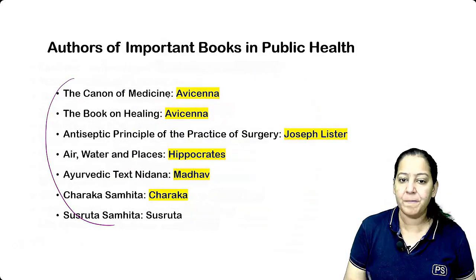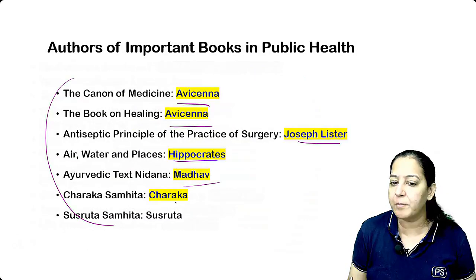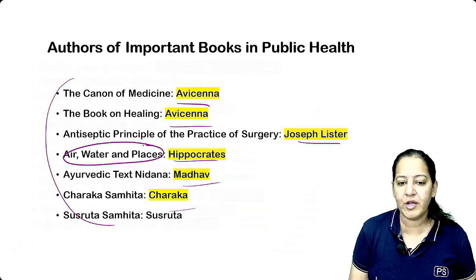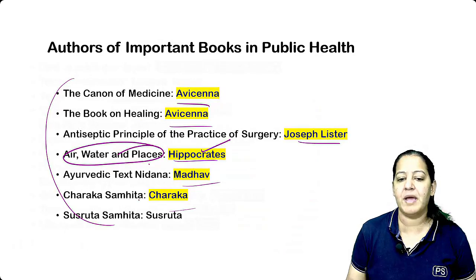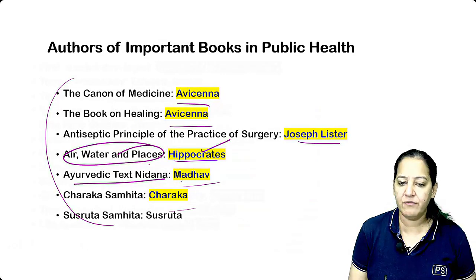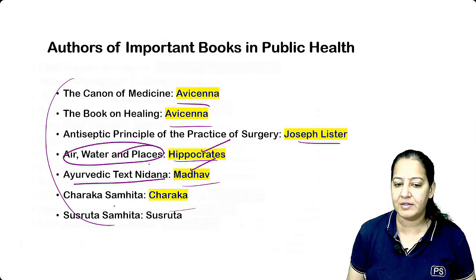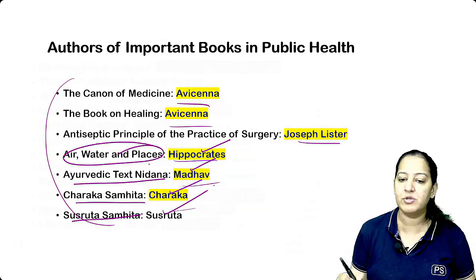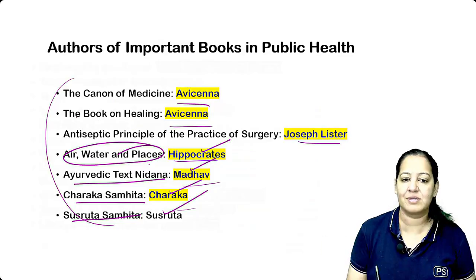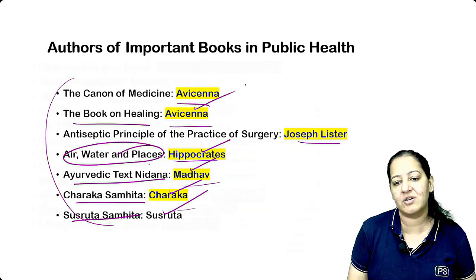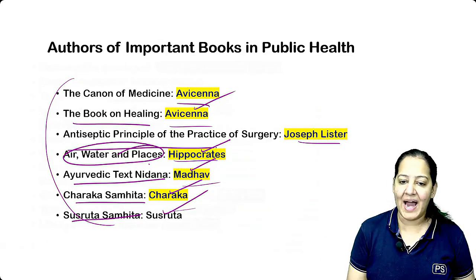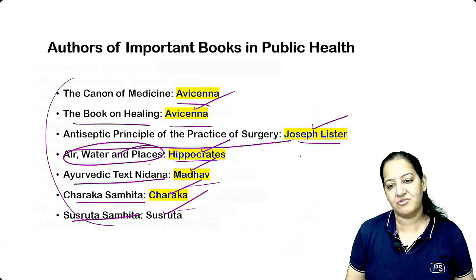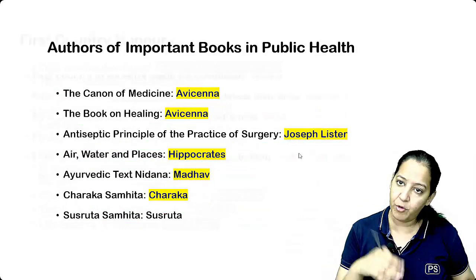But these are the authors of the books. Important books. Usually the question is on air, water, places. This book is written by Hippocrates. The Ayurved text Nidan was written by Madhav. Charak Samhita was written by Charak. Sushruta Samhita was written by Sushruta. Like that, learn the books. The Book of Healing was written by Avicenna. The Antiseptic Principle and Practice of Surgery was written by Joseph Lister. So these are the names of the books and their scientists.